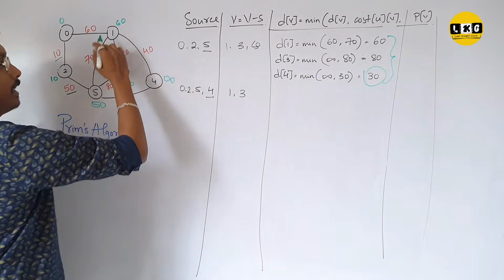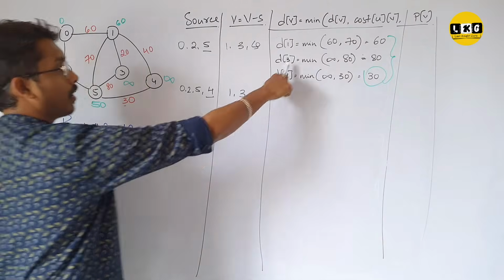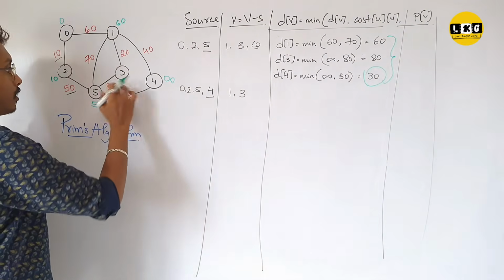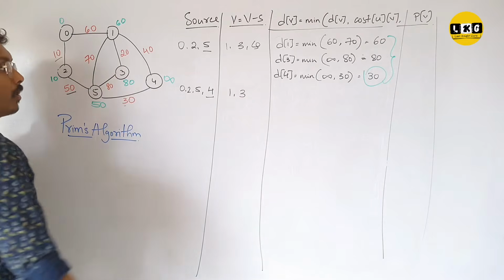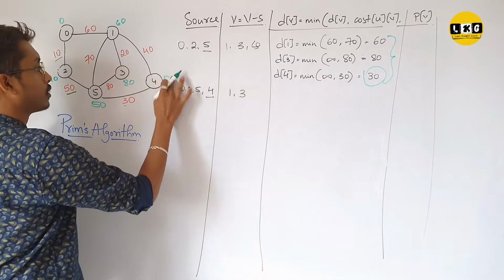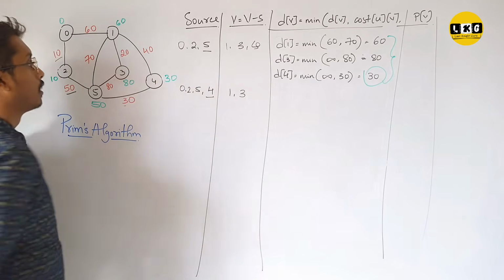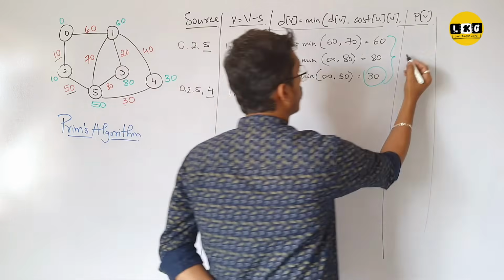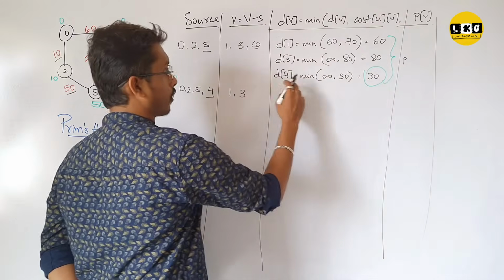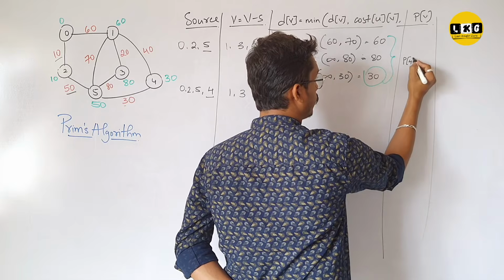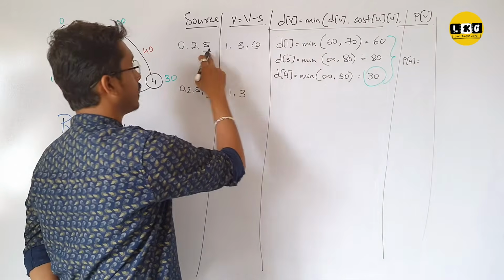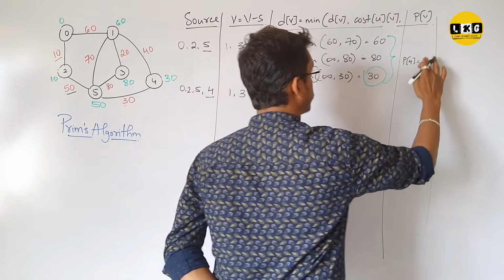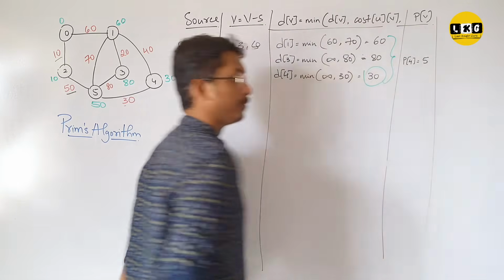Now we need to update this cost in this graph also. So for node number 1 it is 60 only, do not change that. For node number 3, what we need to write? 80. For node number 3 we need to update this cost to 80. For node number 4 we need to update the cost to 30. Now for the fourth column, parent of 4, correct? From which node we reach to 4? From 5th node. Parent of 4 is equal to 5.